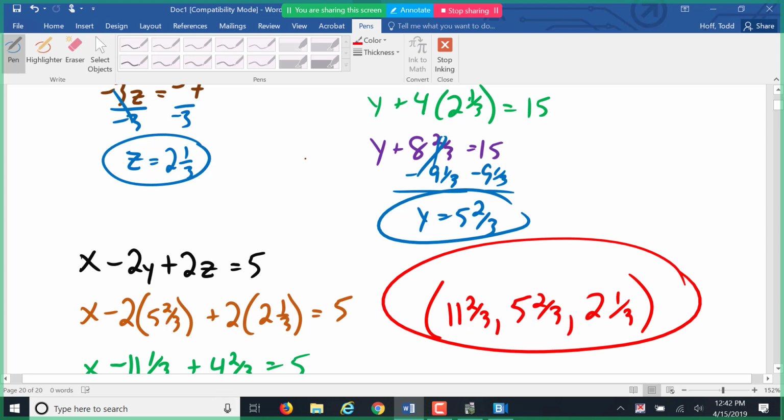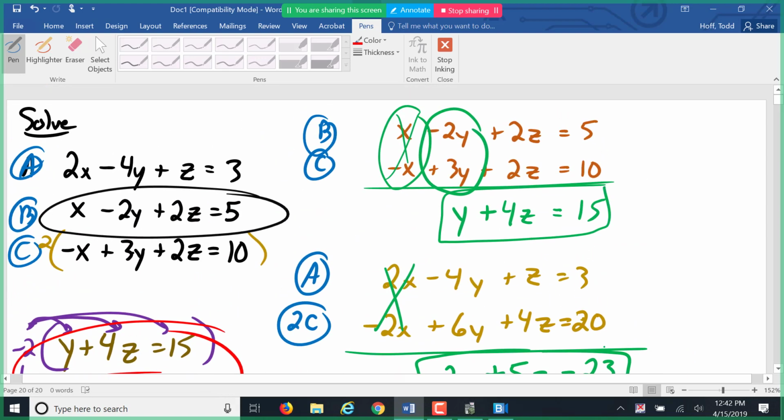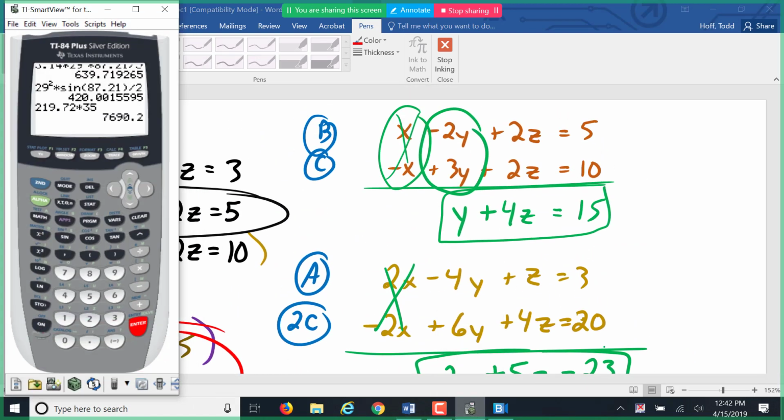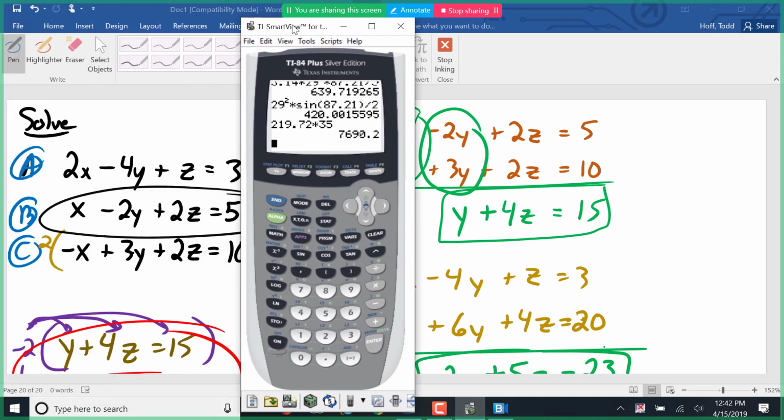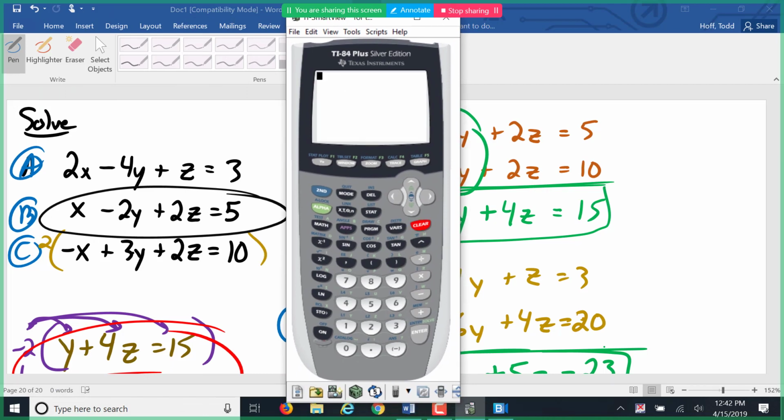Anybody actually come up with that? Cool. Now, using the matrices, there's a shortcut for this. Again, you're not going to be required to do any of the matrix stuff for tests or anything like that, but I just wanted to show you.